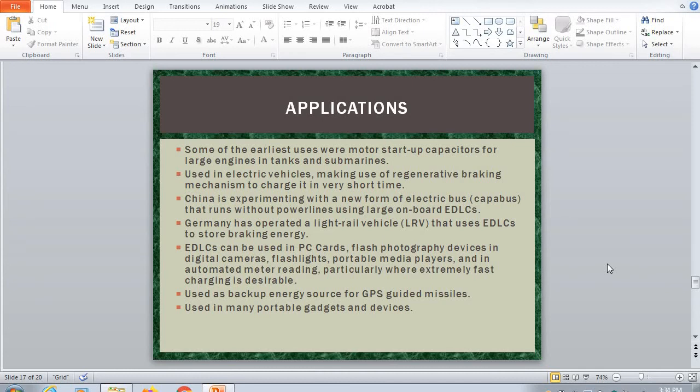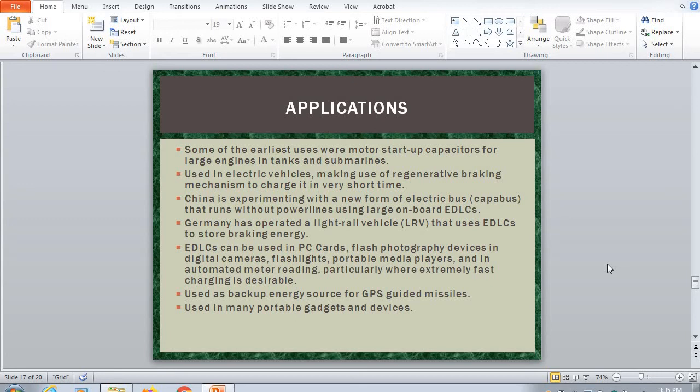Now, a few of its applications. Some of the earliest uses were motor startup capacitors for large engines in tanks and submarines. They are used in electric vehicles which make use of regenerative braking mechanism to charge it in a very short time. China has been experimenting with a new form of electric bus called Capa bus that runs without power lines using large onboard EDLCs. Germany has operated a light rail vehicle that uses EDLCs to store braking energy.